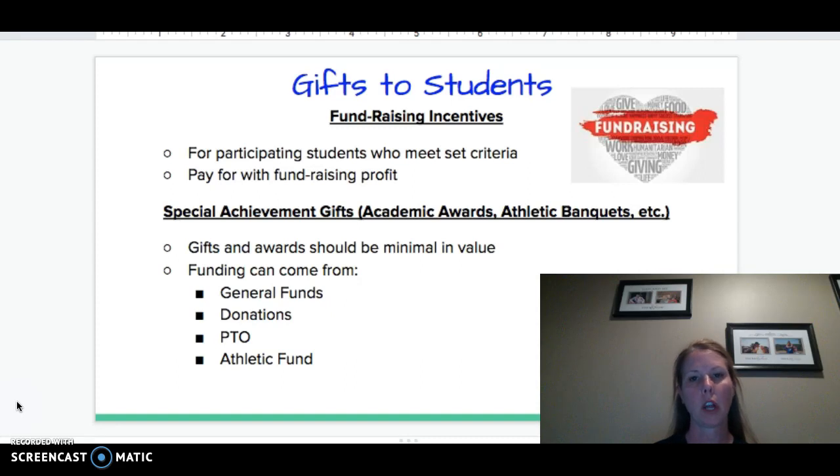However, you want to make sure that you're not spending all your profits on the incentives, that you are still making money. The other type is the special achievement gifts, and this would be for like academic awards, athletic banquets, things like that. And for this, gifts and awards should be minimal in value. You again don't want to spend all your profits on gifts. The funding can come from many different places. Some examples of this would be the general funds, donations, PTO, or if it was the athletic banquet, you could use your athletic fund.